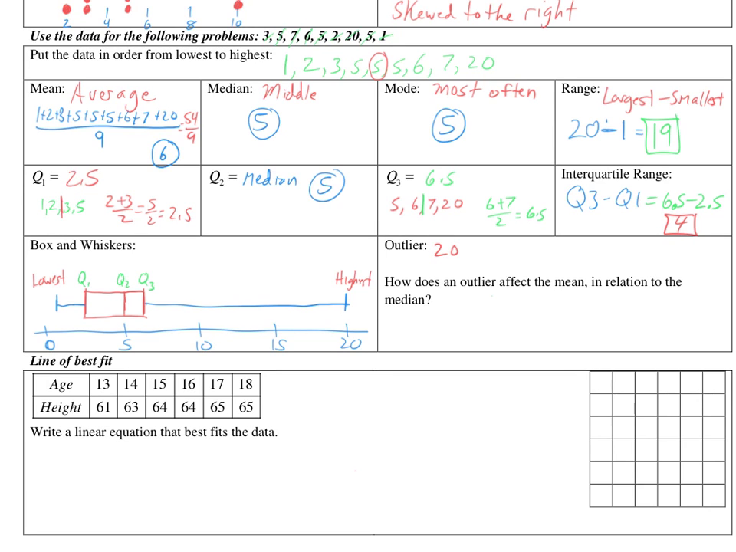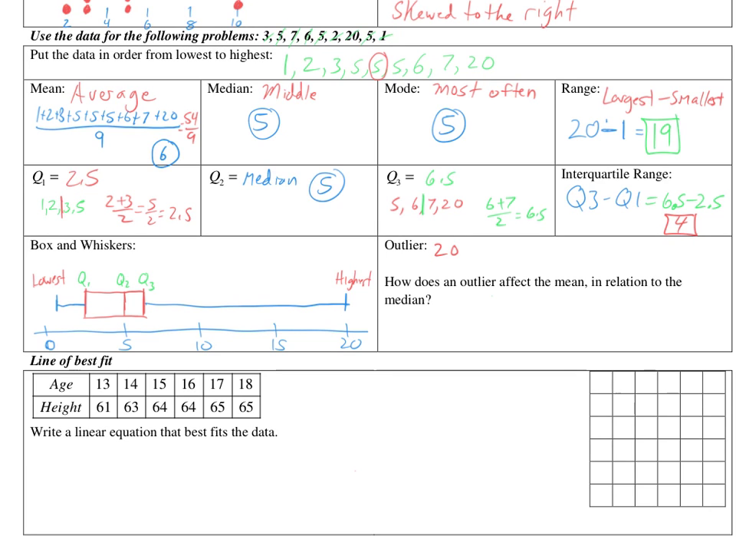Okay. So is this my mean, right? Is this my median? My median's right here, right? My average is right here. If I took 20 out, would that get closer to my median or farther away? Right here at 6 is my average. But if I took 20 out, wouldn't that shrink and bring your average closer to your median? So how does the outlier affect the mean in relation to the median? It brings it closer to the median.